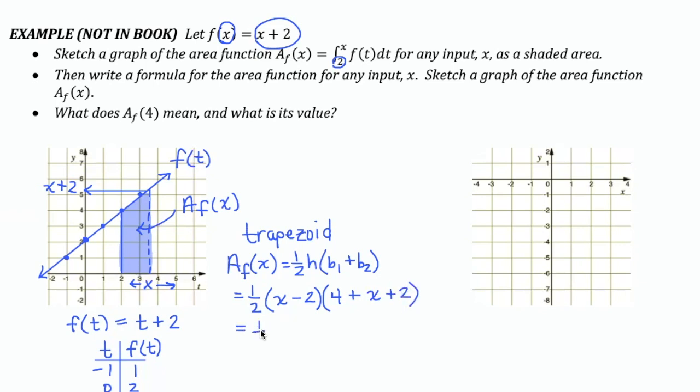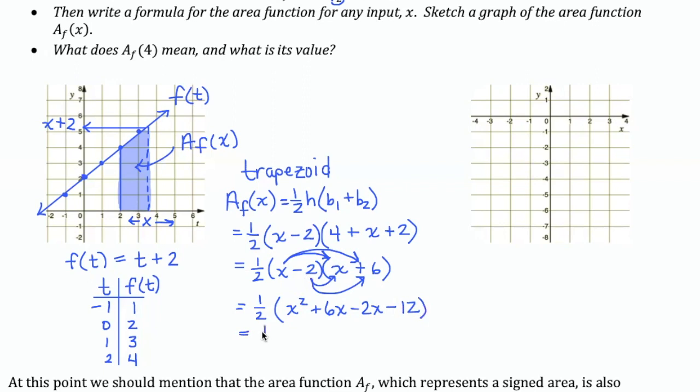Now, once you have that done, you've got to do a little bit of algebra here after you simplify the second set of parentheses. And once you get to this step, I would recommend that you multiply out these two binomials first and then distribute the 1/2 in afterwards. So we're using binomial multiplication. x times x is x squared. x times 6 is 6x. Negative 2 times x is negative 2x. And negative 2 times 6 is negative 12. Combine your middle two terms, and we're looking at 1/2 times x squared plus 4x minus 12.